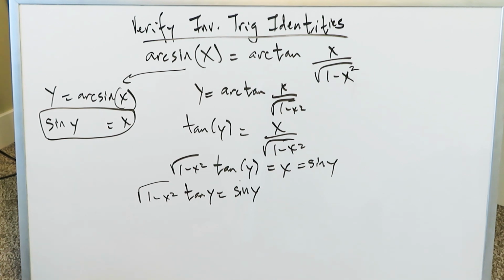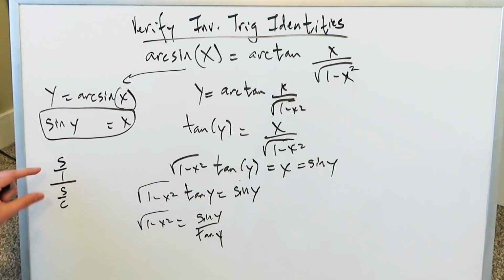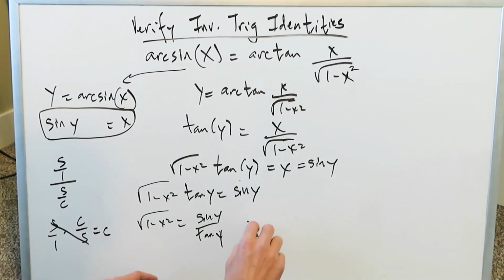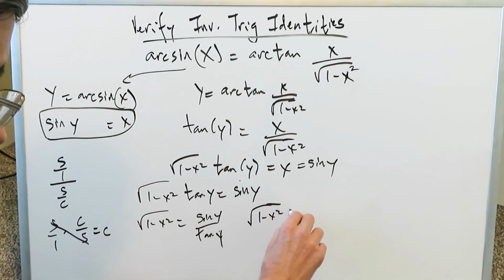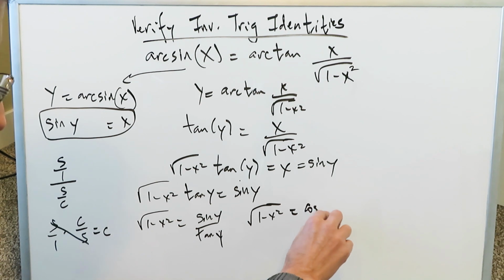Take the tangent y on the other side. You have root 1 minus x squared is equal to sine y over tan y. Sine y divided by tan y is easy. You're looking at a sine over 1 divided by sine over cosine. See, sine y divided by tan y. You can flip things around. You have cosine over sine. You end up seeing just a cosine come out of this. So root 1 minus x squared is now equal to the simplified quotient of this, which is just a cosine y.